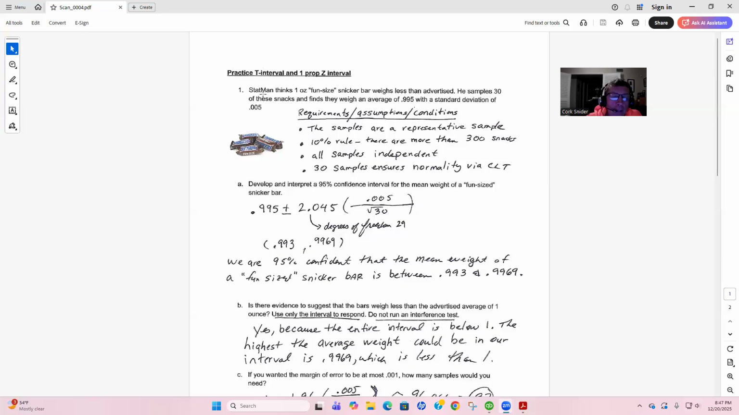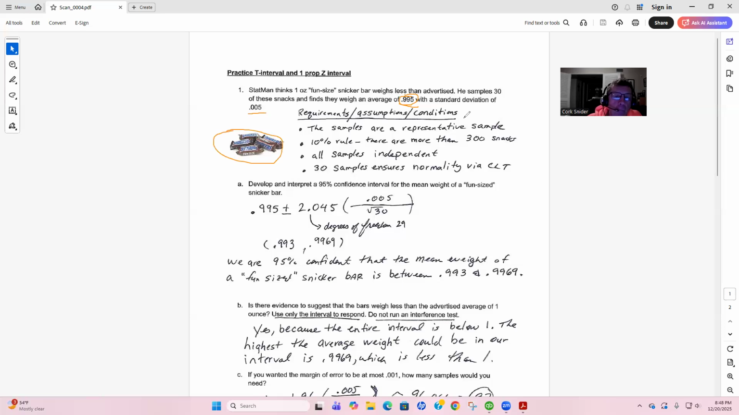So here it is. Statman thinks the 1 ounce fun size, those 1 ounce ones are right here, remember those little Snicker bars, weigh less than advertised. I sampled 30 of these. I actually did this a long time ago, and they weighed just under 1 ounce. 0.995 is not a proportion. That's a whole number. That's a mean. That's a quantitative number with a standard deviation of 0.005.